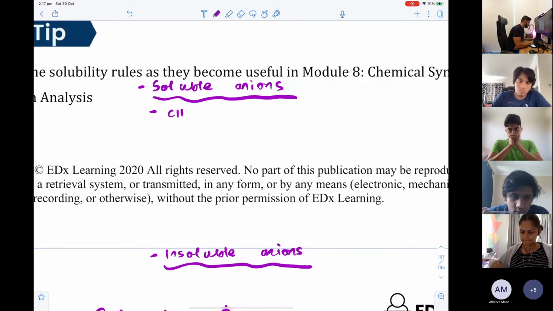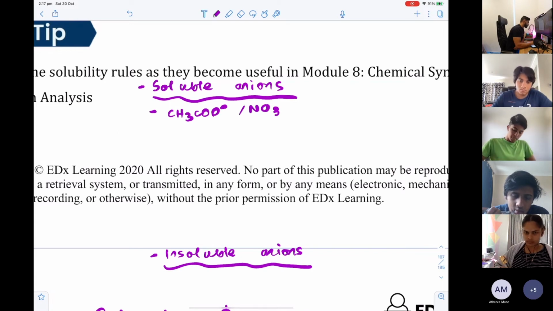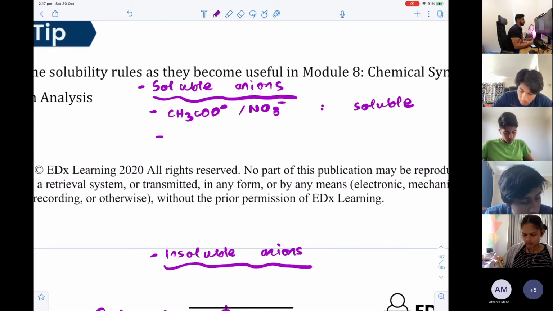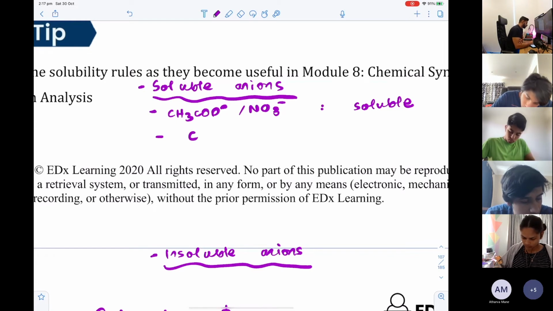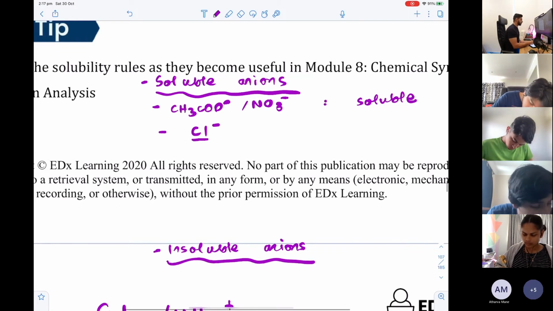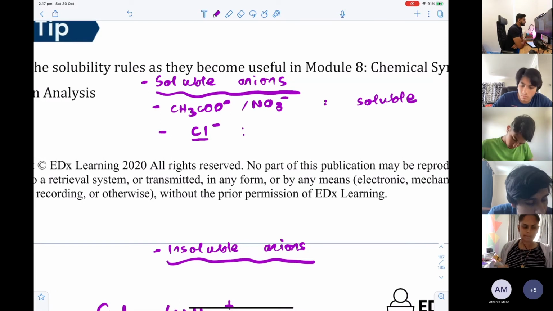Now, your acetates and your nitrates, they are always soluble. Always soluble. Okay, acetates and nitrates, you just get used to that. And so that will take us to our partially soluble anions. So here we have your chlorides, and also other halogens as well. You can think of your iodides, your bromides, but your chlorides are your main ones that you'll be dealing with.